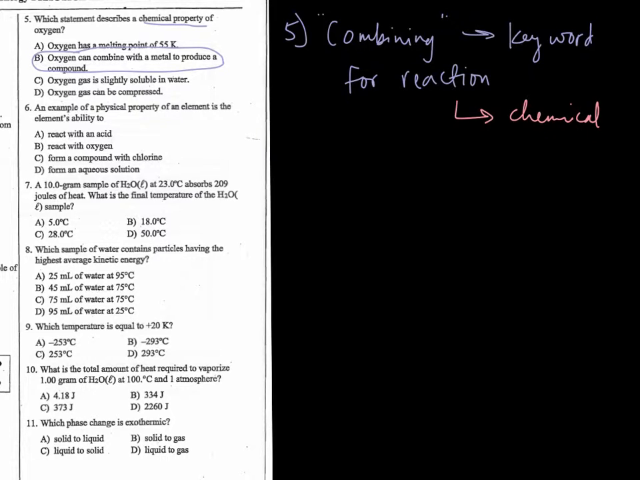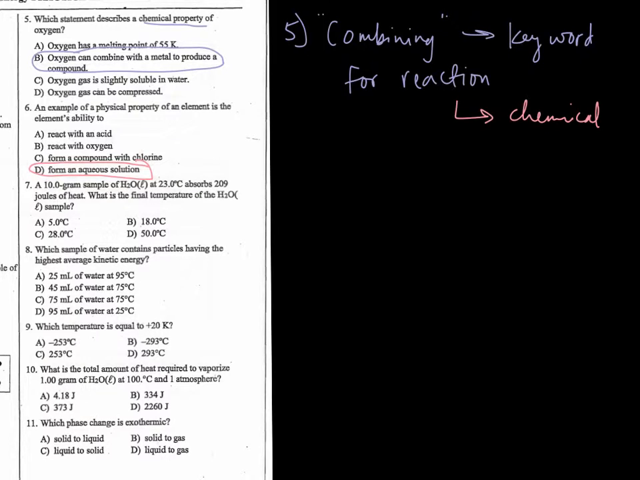Alright, number 6. An example of physical property. Now it's the opposite. If you look, A and B show react, so that's chemical. Choice C is form a compound, so that's another chemical reaction. Choice D is the only one that fits, form an aqueous solution. So you're just mixing something with water and you make a solution. Well, not always with water, but typically water.